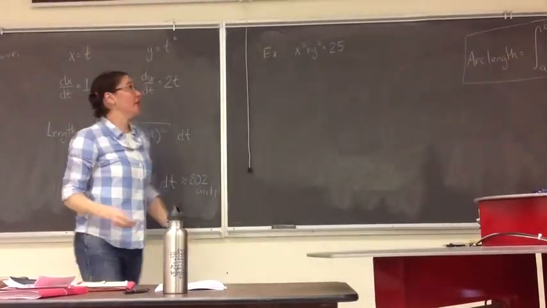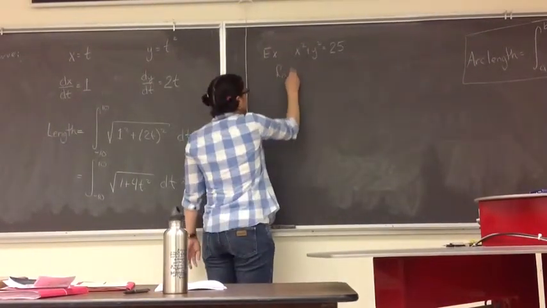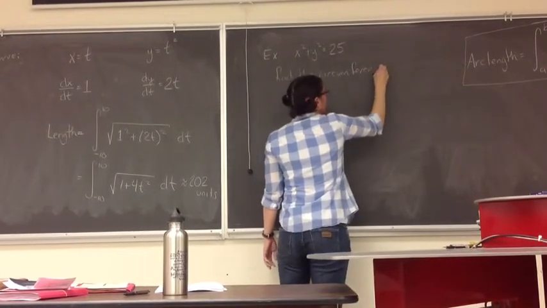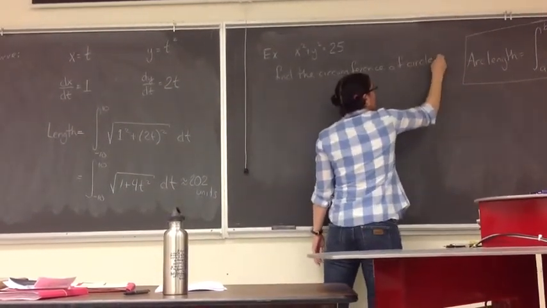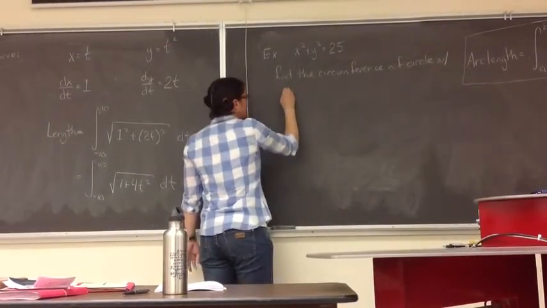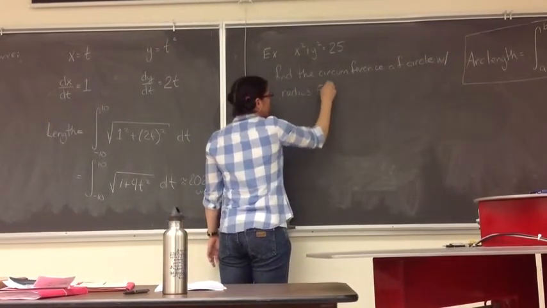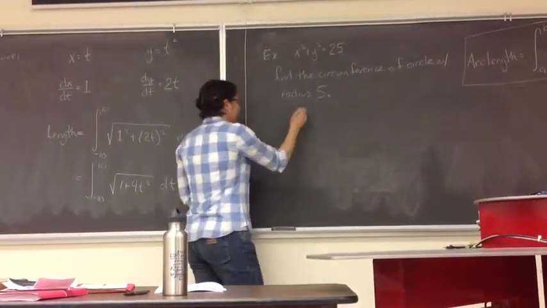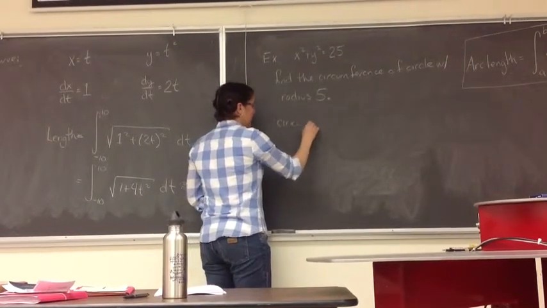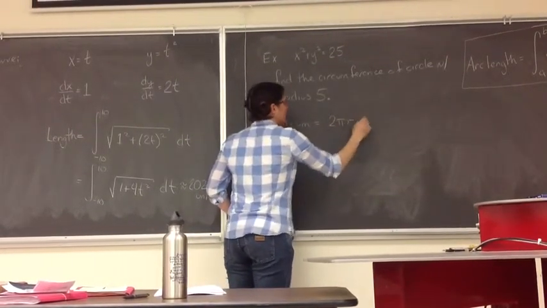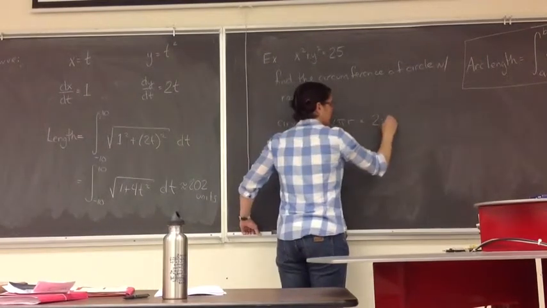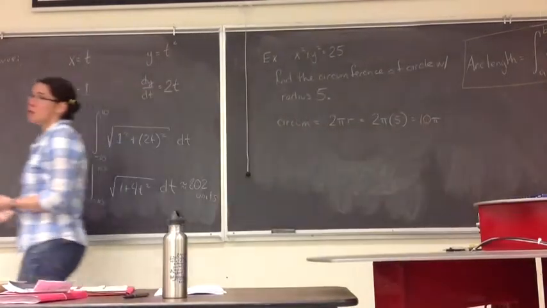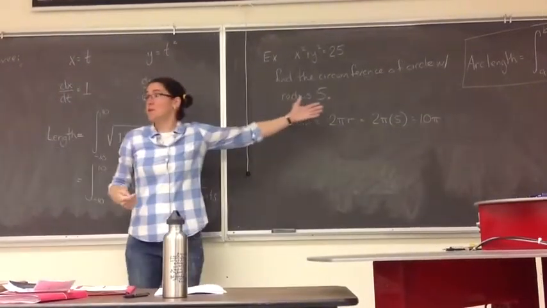And we'd like to find the circumference of this circle. So find the circumference of the circle with radius 5. Well, the easy way would be to use geometry, and so our circumference is equal to 2 pi r, which in this case is 5, and so we have 2 pi times 5, which is 10 pi, so that's our geometry version. And ideally, if we set up an integral, we should end up with the same answer.